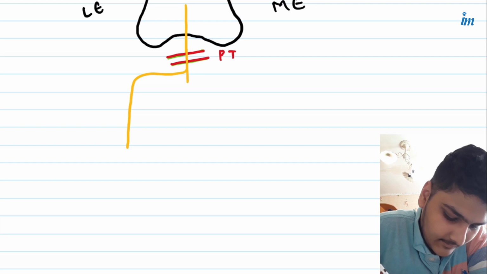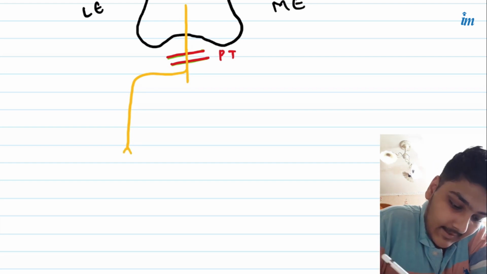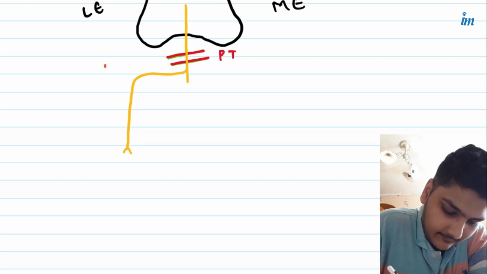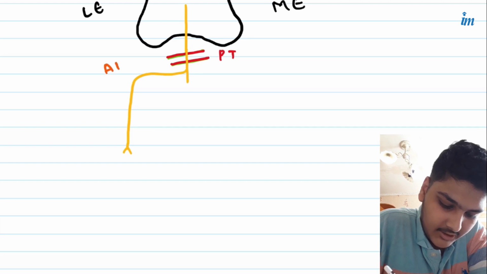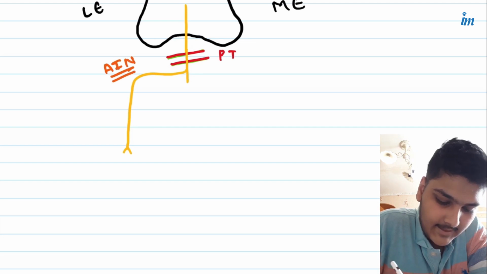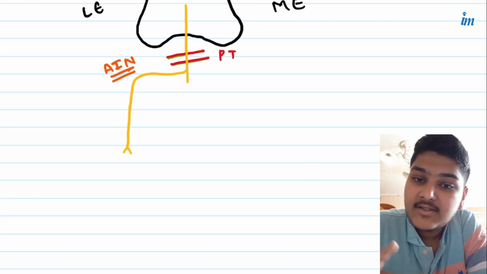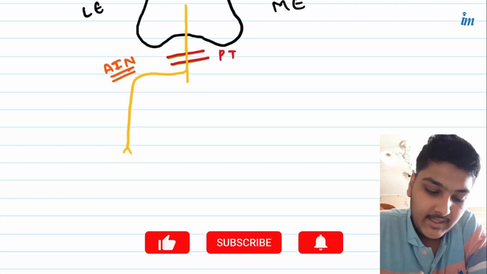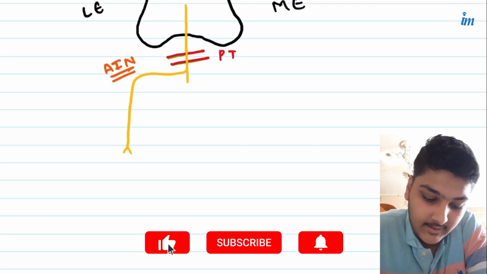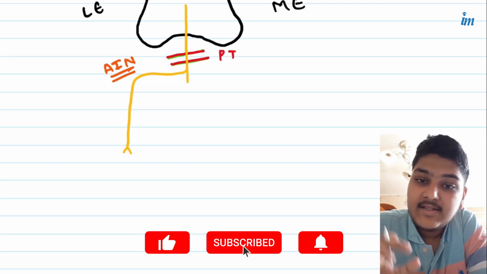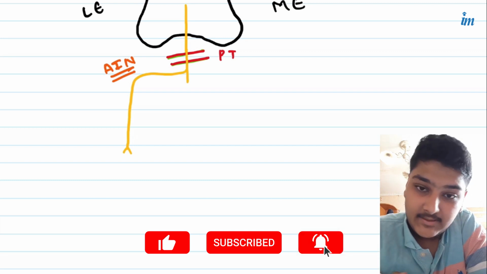While after crossing the pronator teres muscle, it gives off a branch that is known as anterior interosseous nerve, that is AIN. In the last video of radial nerve, I discussed that radial nerve was giving posterior interosseous nerve, but here we have anterior interosseous nerve. So anterior interosseous nerve is the continuation of your median nerve.